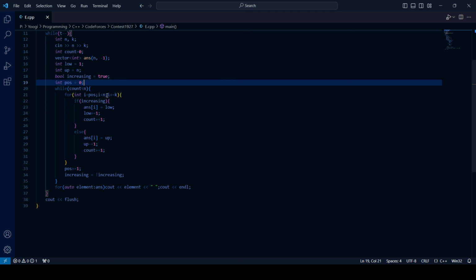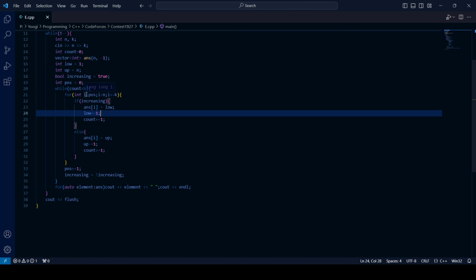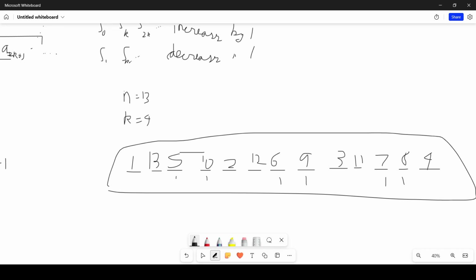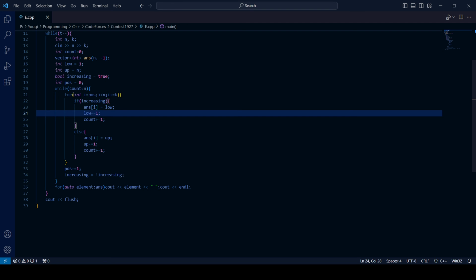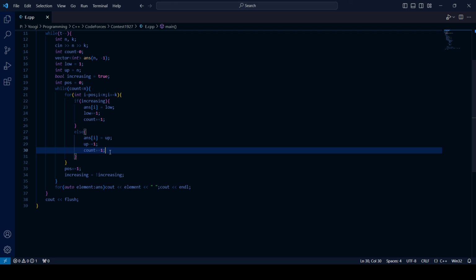So initially the starting point is 0, and if it's increasing, then I go through all the possible values at a distance of k: i equals pos, i smaller than n, i plus equals k. And I keep increasing low by 1 and updating the answer, which is basically doing 1, 2, 3, 4 and so on. Once I'm done with that, I change increasing to false, which means it's decreasing. And if it is decreasing, I use the upper value, that is n, and keep decreasing n by 1 and increasing count by 1 every time. Count just keeps track of how many positions I filled.